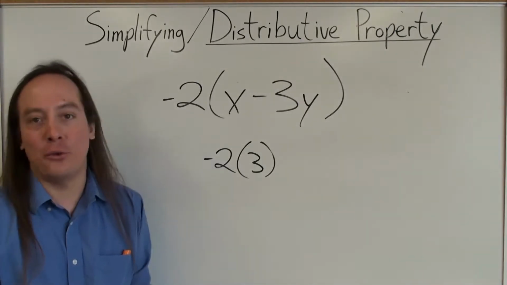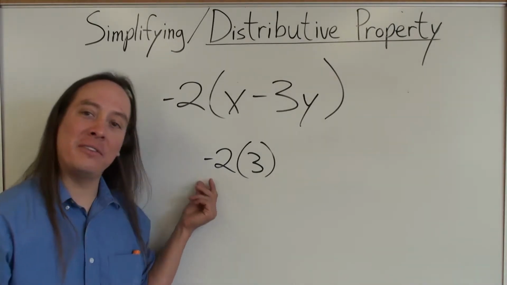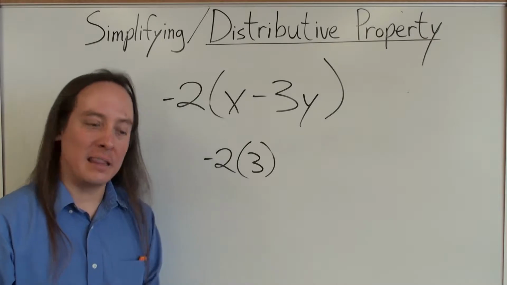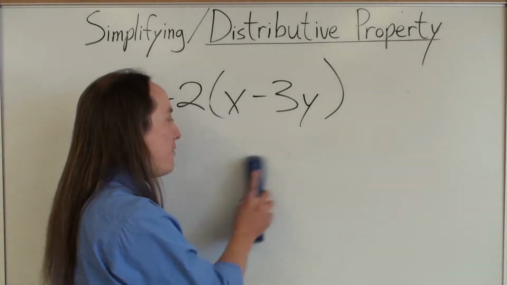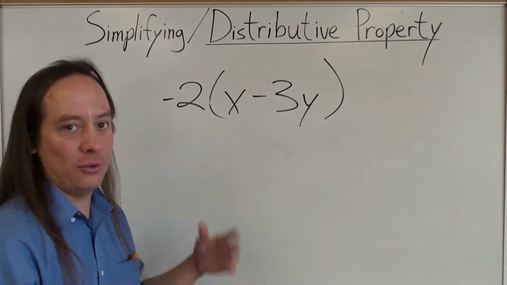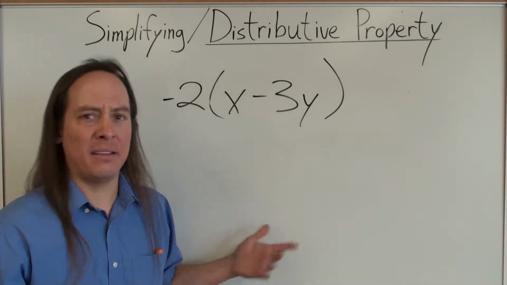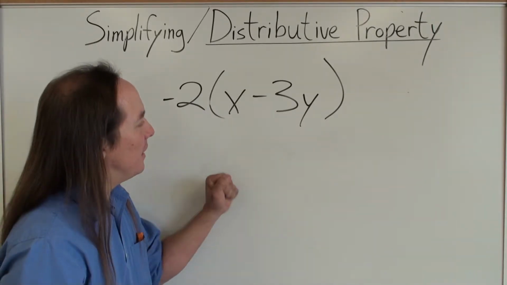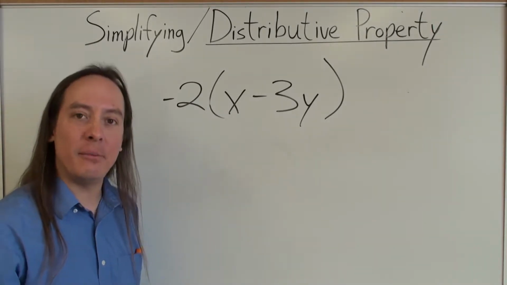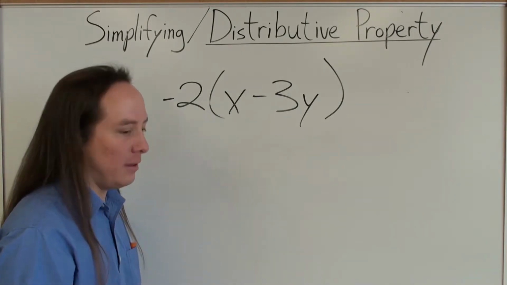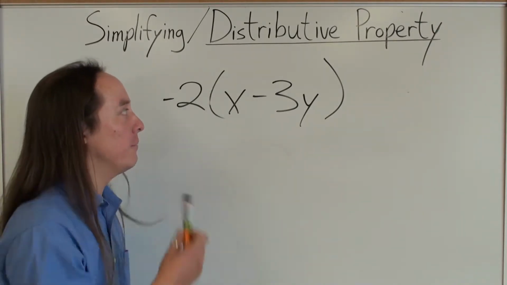Right? -2 times 3. It's the number outside the parentheses multiplied by the number inside the parentheses. However, I can't just do 2 times 3 and say 6, or -6 I think is what it would have been. I can't do that because I'm missing information. So what I have to do is what's called the distributive property.